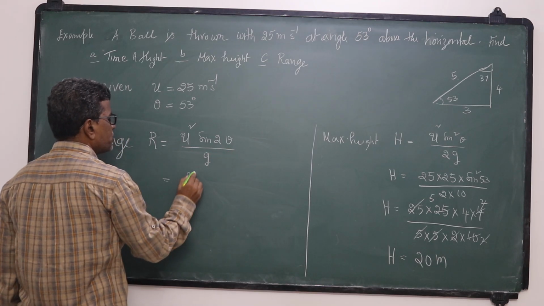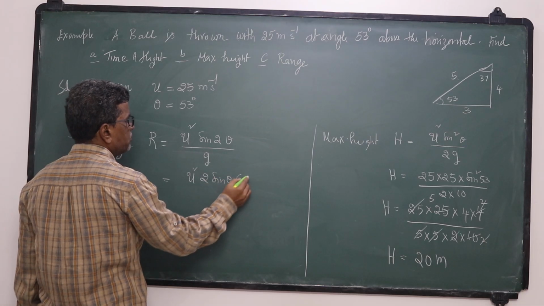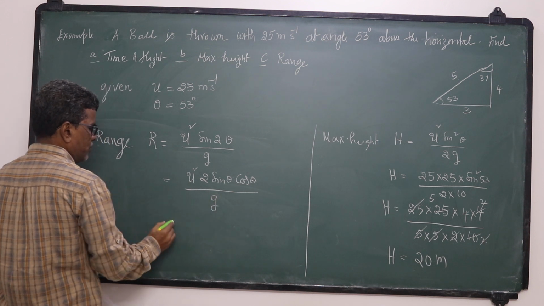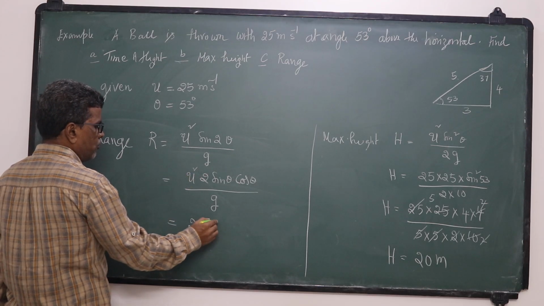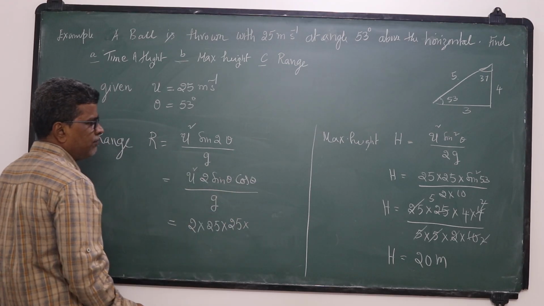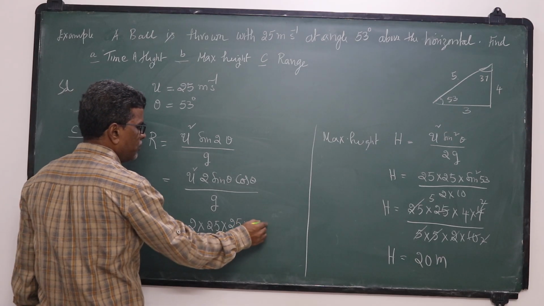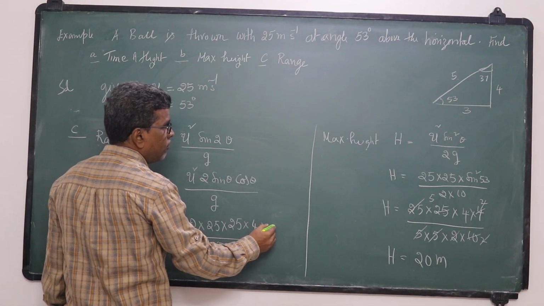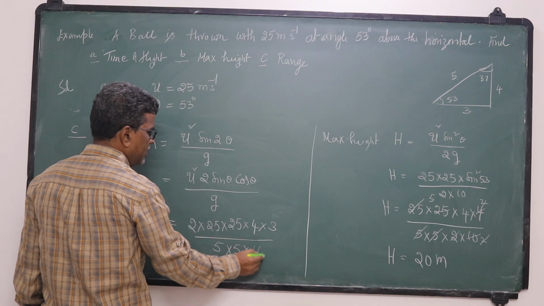So, u square sine 2 theta can be written as 2 sine theta cos theta, by g. So that is 2 u square. What is u? 25. 25 into 25, sine theta, sine 53, 4 by 5, into cos 53. Cos 53 from that triangle we have 3 by 5, by g. Let g be 10.